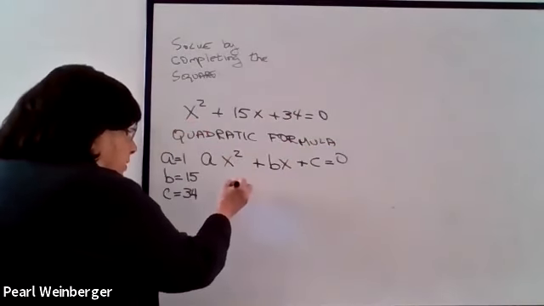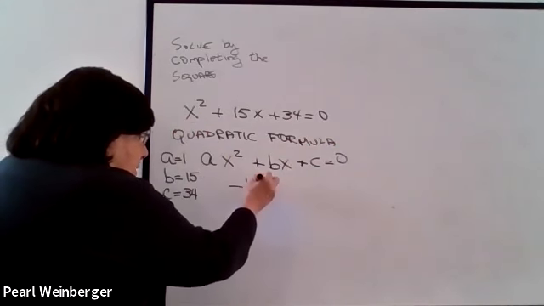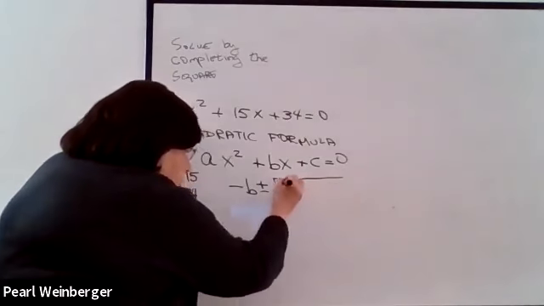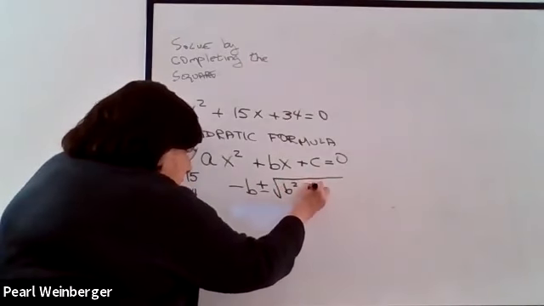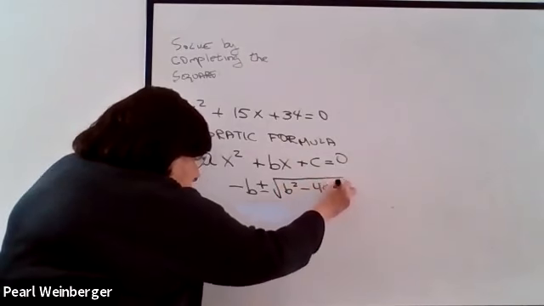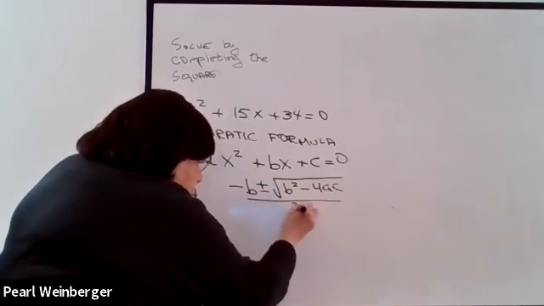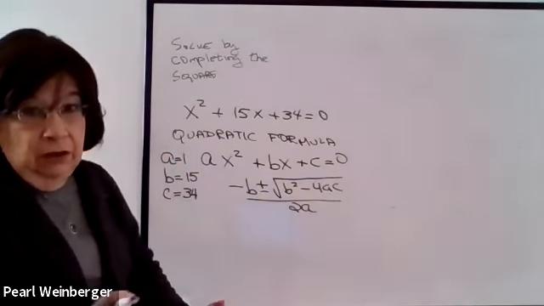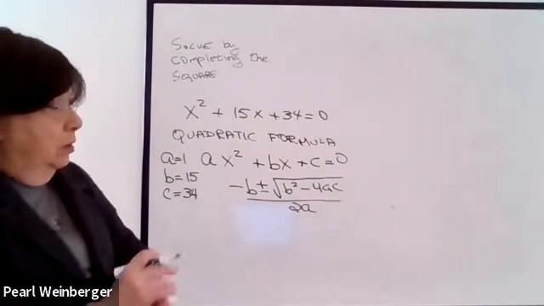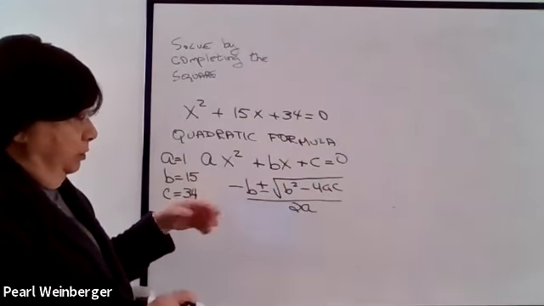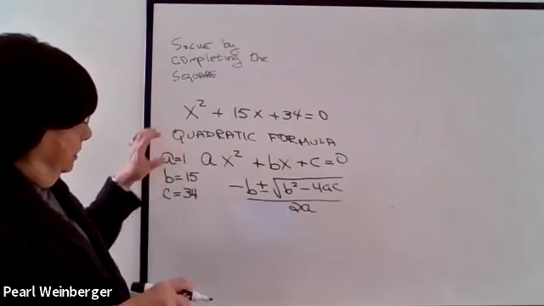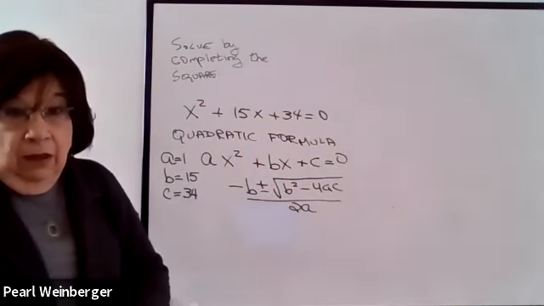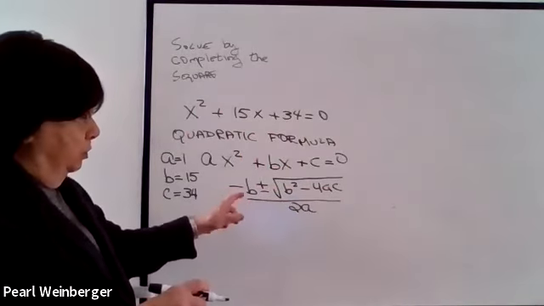Here is the formula. The formula reads like this: negative b plus or minus the square root of b squared minus 4ac, all divided by 2a. It's a pretty complicated formula. You must know it by heart. And when you're using a formula, all you do is take the particular numbers and stick them into the correct place. So let's see what happens when we do this.